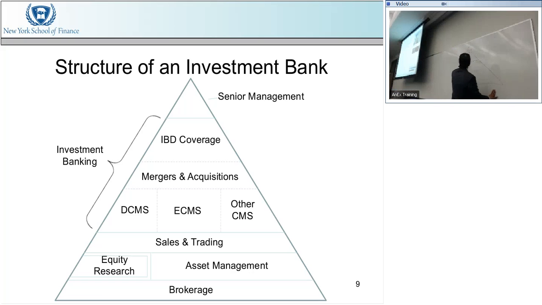Next is investment banking. Investment banking department. IBD. Right? And I'm gonna do a little carve out here, because it's segmented, right? The investment banking department is divided into products and divided into sectors. Right? Sectors are industry groups.